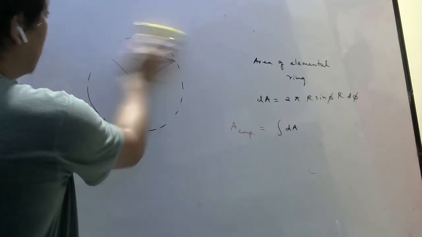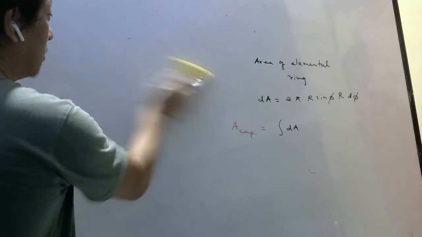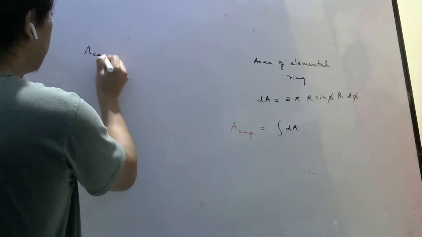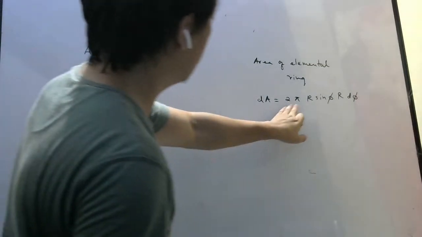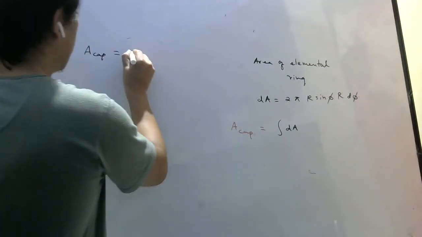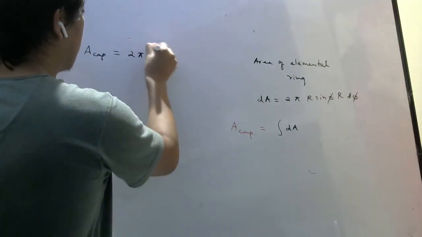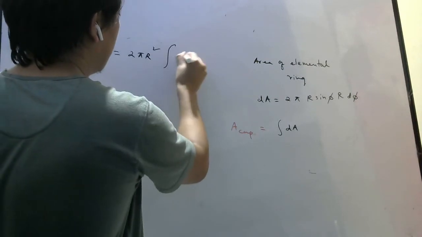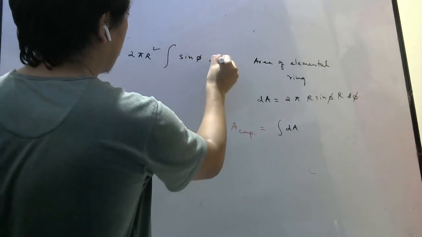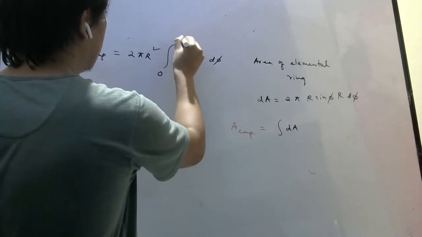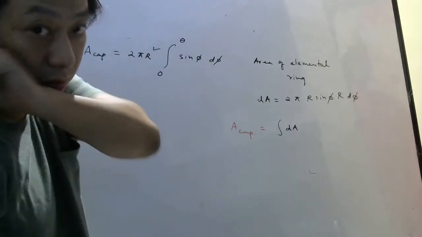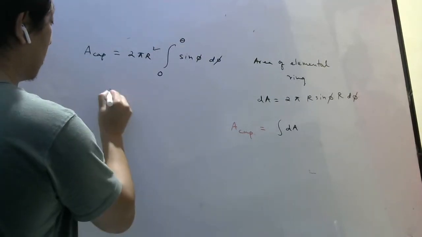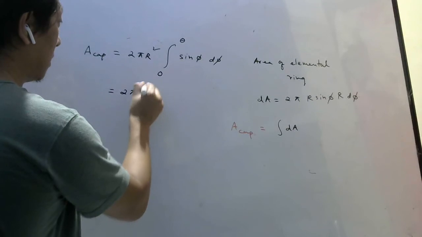So now I don't need this. So if you add all that area, what will be the area of the cap? Tell me. 2 pi r square is constant. 2 pi r square is constant. What is left? Integral of sine phi d phi. And phi should go from 0 to theta. Okay, and don't forget what was theta. Okay, so this is 2 pi r square.